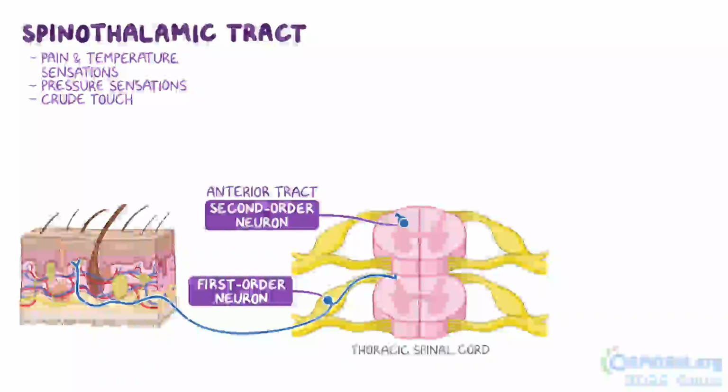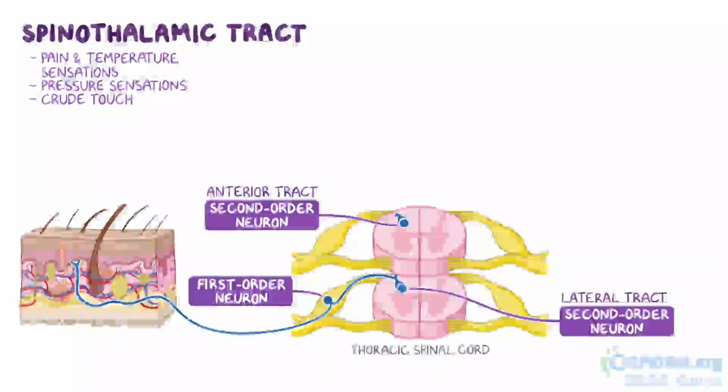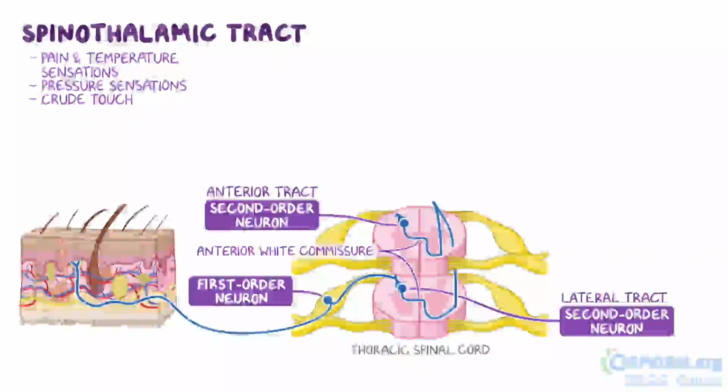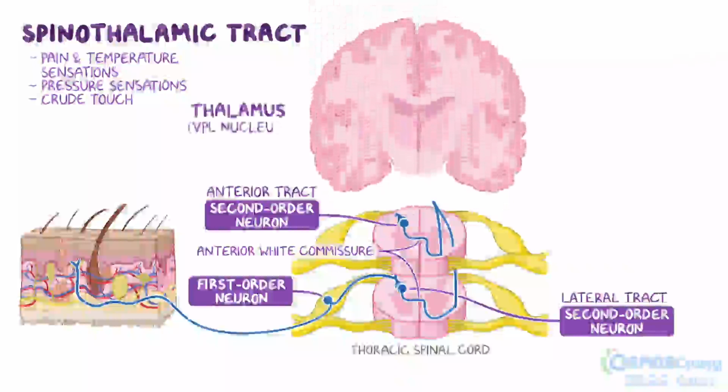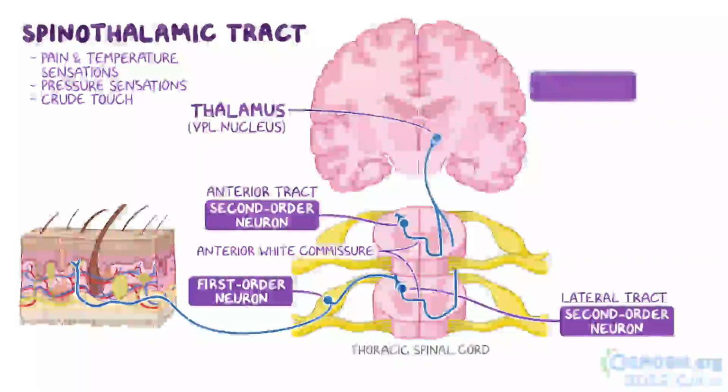On the other hand, the first-order neurons of the lateral tract typically synapse right away with the second-order neurons at the same level they enter the spinal cord. The axons of the second-order neurons decussate via the anterior white commissure of the spinal cord, and then both anterior and lateral spinothalamic tracts ascend through the contralateral white matter of the spinal cord to the thalamus, specifically to the ventral posterolateral, or VPL, nucleus, where they terminate by synapsing with the third-order neurons within this nucleus.